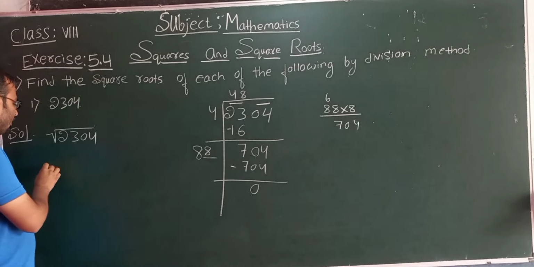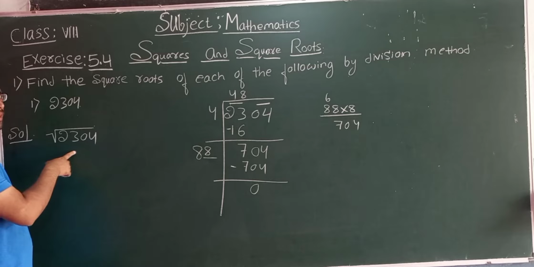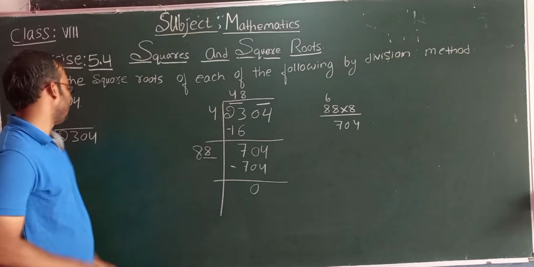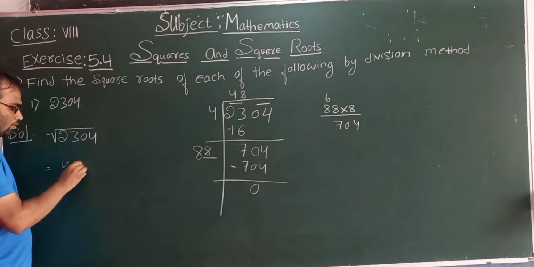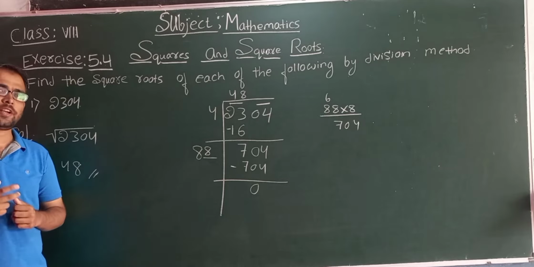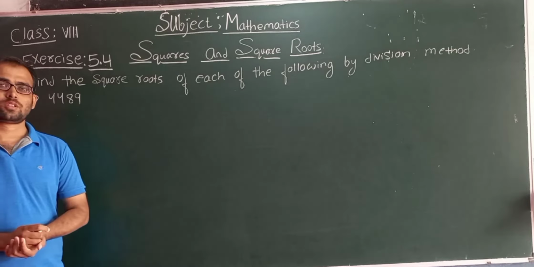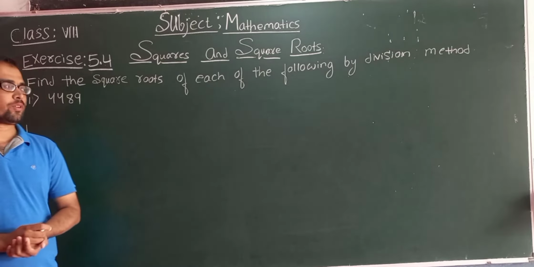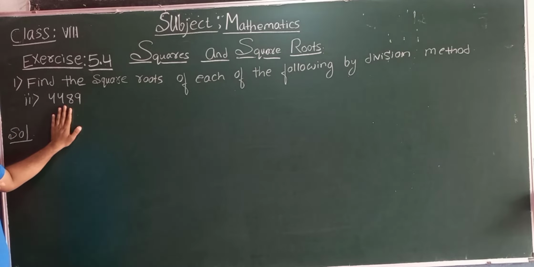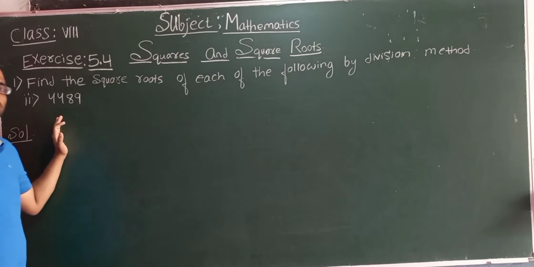Now what is the square root of this number? That is 48. So the square root of 2304 is 48. Students, now let us solve the second one. What they have given: 4489.